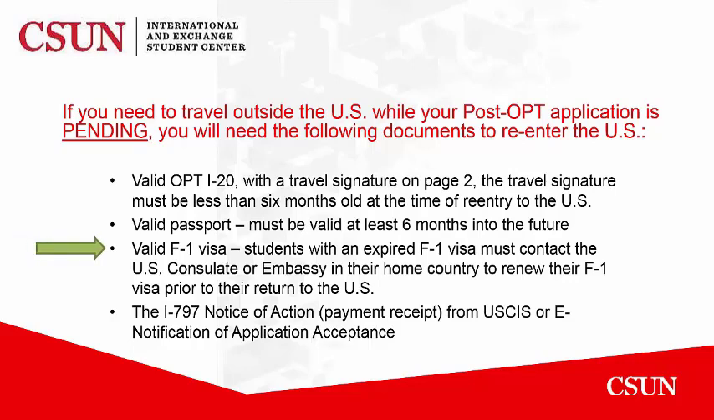Valid F-1 visa. Students with an expired F-1 visa must contact the U.S. consulate or embassy in their home country to renew their F-1 visa prior to their return to the United States. The I-797 Notice of Action payment receipt from USCIS or e-notification of application acceptance.